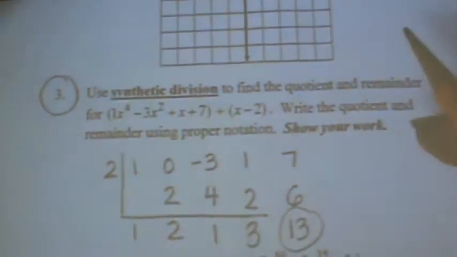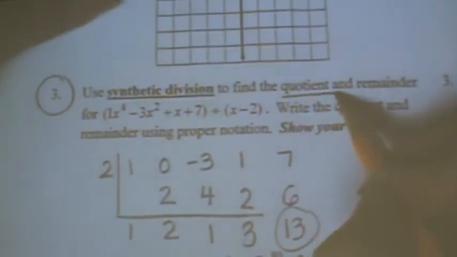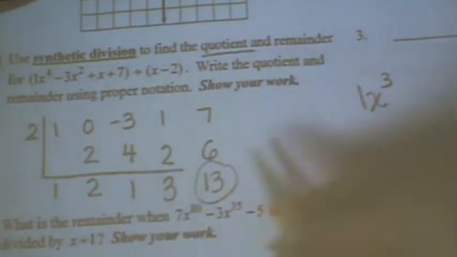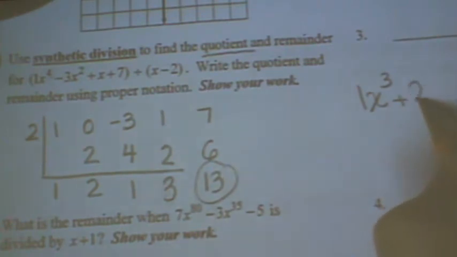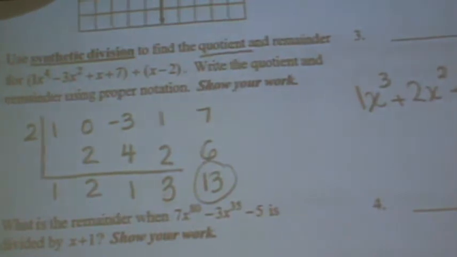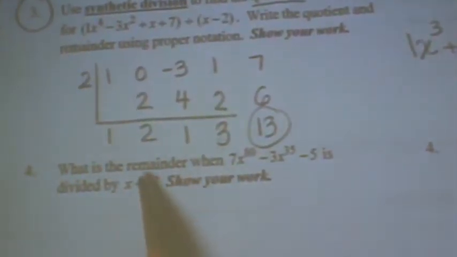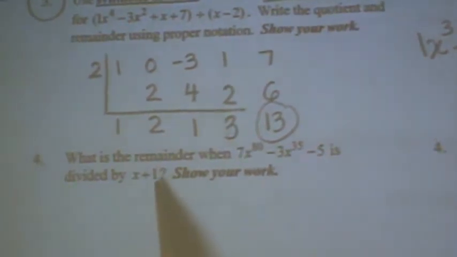So what is the answer? What is the quotient? The quotient is the answer to this problem. So you go down, it's one degree less than this, so it's 1x cubed. These are the coefficients: 1x cubed plus 2x squared plus 1x plus 3 with a remainder of 13 over x minus 2. Good job.